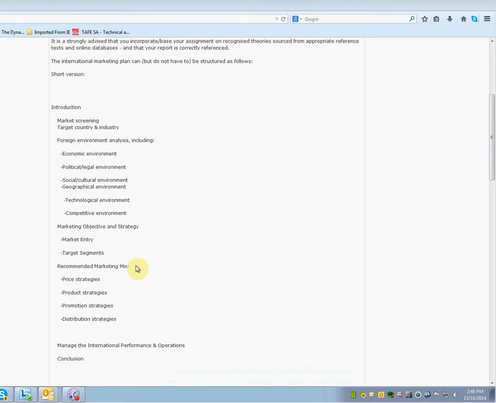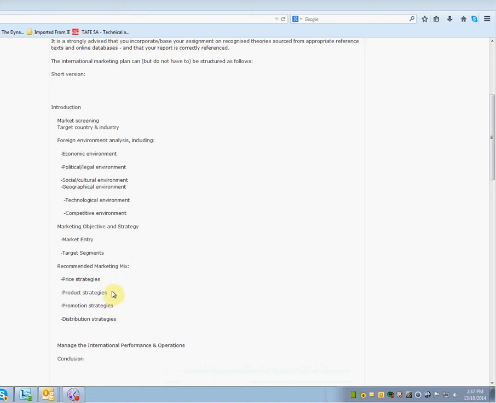Then finally, you need to write up what your recommended marketing mix should look like. Your job is to give people what they want. So what sort of pricing strategies will give people what they want in that foreign market? And again, look at these factors here. What did you find up here, and how will that influence your pricing strategies?